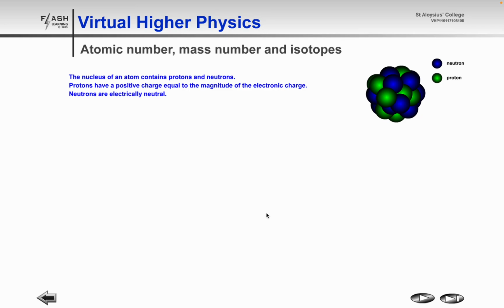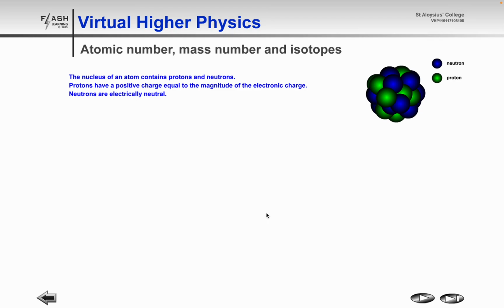So the Rutherford model of the atom consists of protons and neutrons in the nucleus of the atom and electrons in orbit round about that. Now, it's fairly straightforward to add and remove electrons in an atom. You can do that by rubbing something against your hair, creating some static, and that's just moving electrons around.